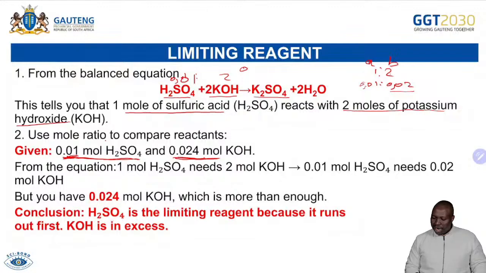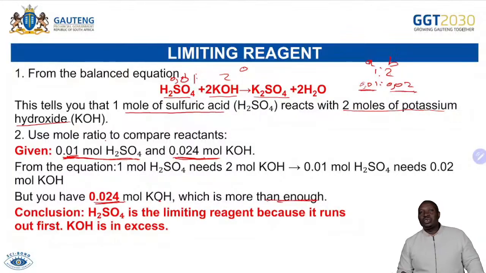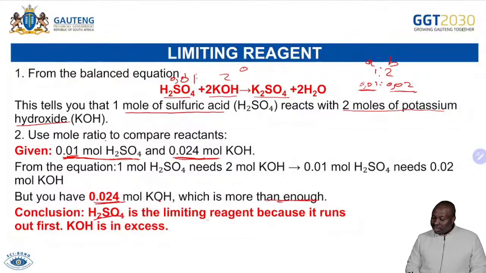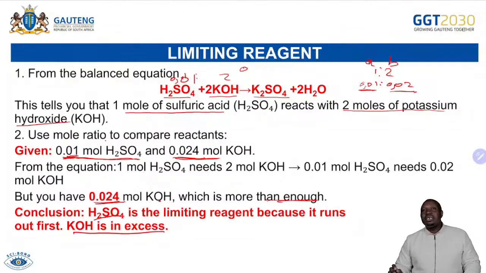Hence, we can check and say we have 0.024 of the base, which is more than enough, because we only require 0.01 of acid, so we require 0.02. How do we know? Using the mole ratio. So you are able to see that sulfuric acid is the limiting reagent because it will run out first. So we can say potassium hydroxide is in excess.